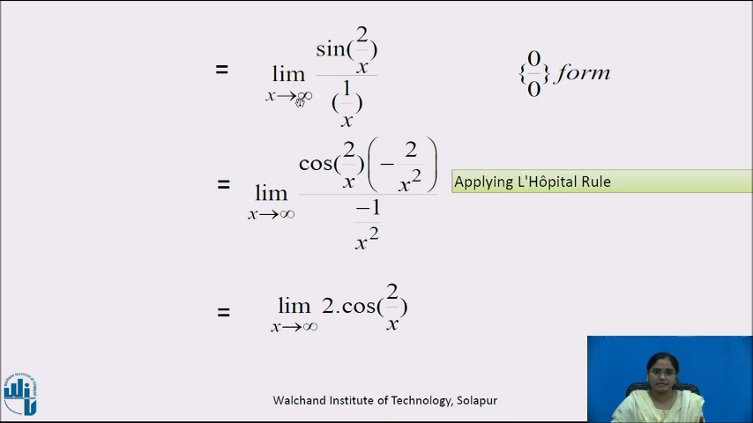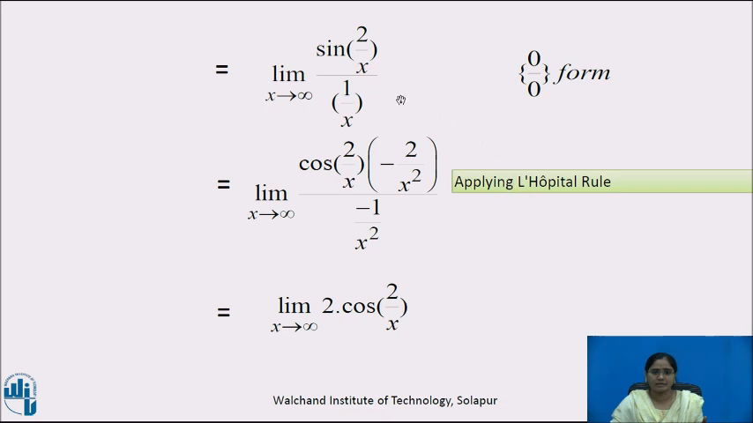Therefore, limit x tends to infinity of sine of 2 by x upon 1 by x. Now, if you substitute the limit as x tends to infinity, here you get 2 upon infinity, which is 0. Sine 0 will be 0. Here 1 by infinity will be 0, that is denominator 0. Hence, this is a 0 by 0 form. Once you get 0 by 0 form, you can apply the L'Hospital rule. Now, applying L'Hospital rule.